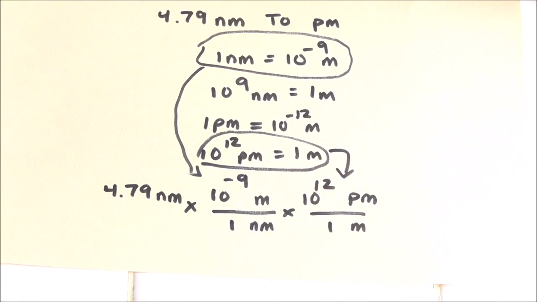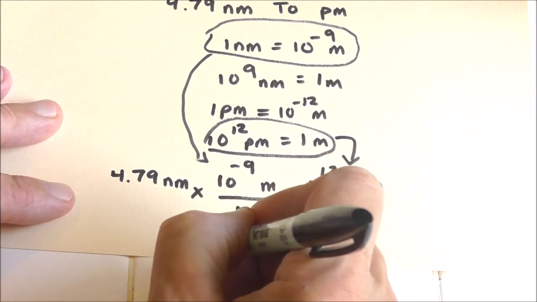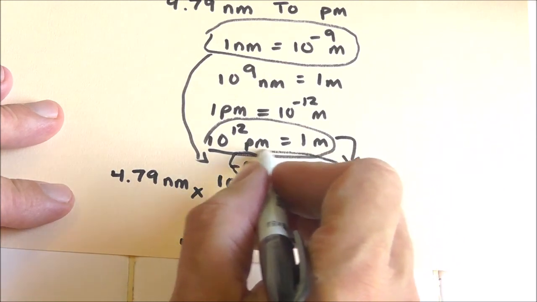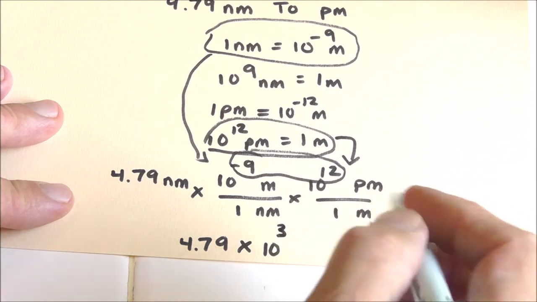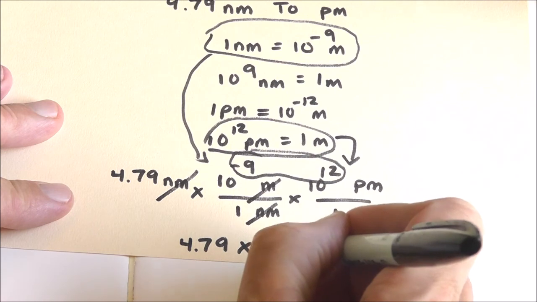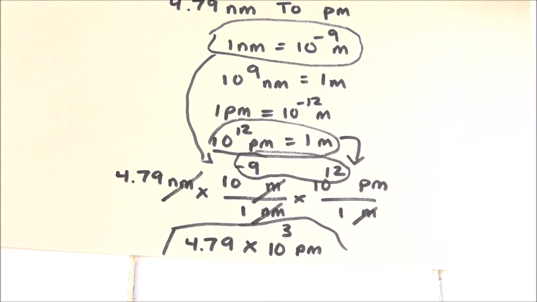And now look at the beautiful thing that just happened to us. My answer is 4.79 times 10 to these things add, so it's 10 to the 3. And my units are no longer nanometers, no longer meters, but picometers. Did you see me touch my calculator? Never touched my calculator, did I? So that's the skill that is useful in unit conversion, and it's really not deep thought, folks. You've got to pay attention. Make sure you don't get these backwards.